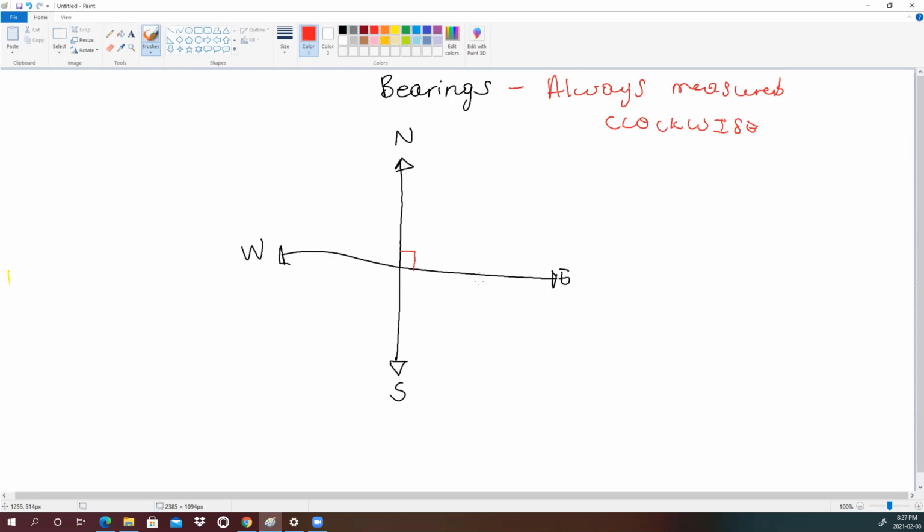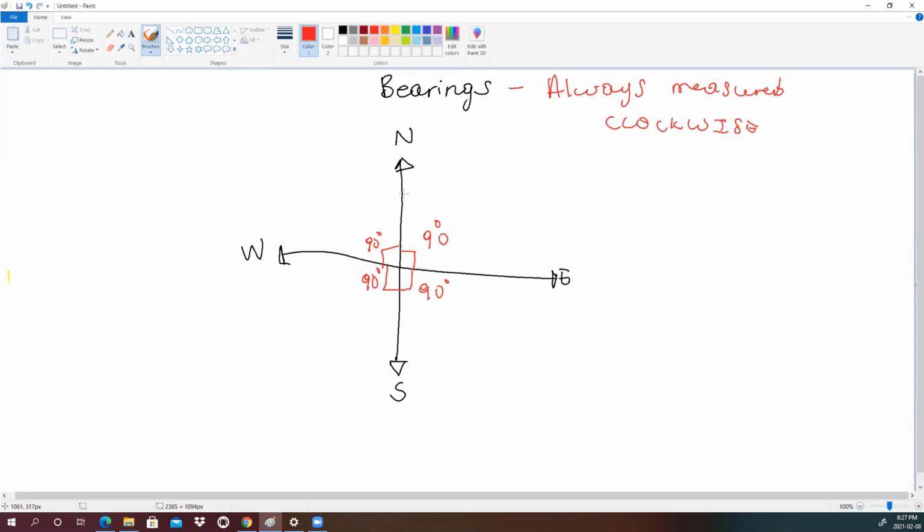So between north and east is a 90-degree angle. Between east and south is another 90-degree angle. South and west is another 90-degree angle. And between west and north is another 90-degree angle. Everybody follow me so far? Yes, because the whole of them has to add up to 360.